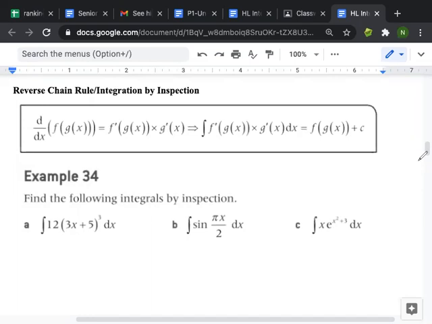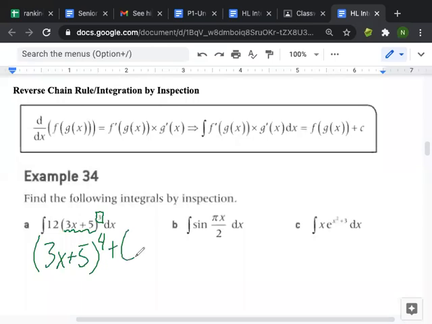So for me, the innermost function that I see is this. So I have 3x plus 5, and it's being raised to the third power. Now, remember, integrals go up 1 power. So if I wanted to go up 1 power, it would be that quantity to the 4th power. So I have 3x plus 5 to the 4th. Now let's double check it by taking the derivative. And we have a plus c at the end because there's no numbers.